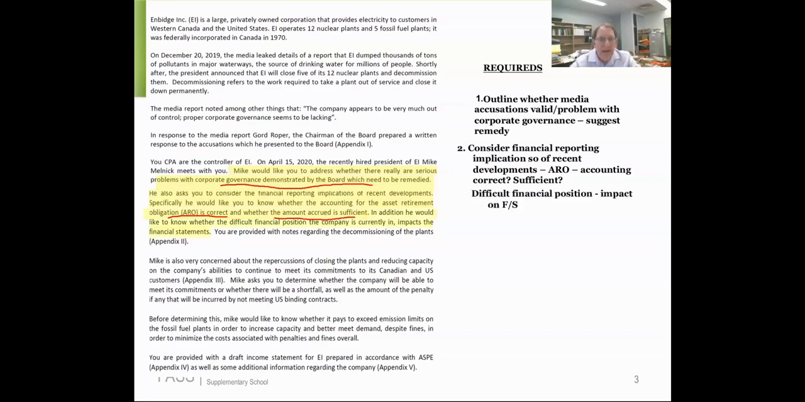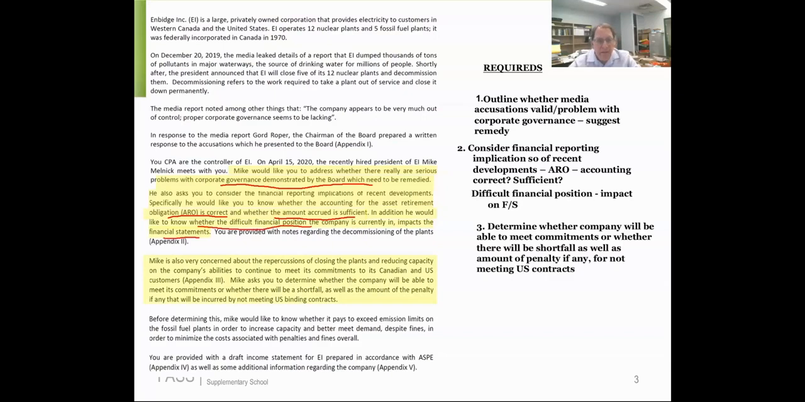All right. Next sentence, he would like to know whether the difficult financial position impacts the financial statements. Okay, fine. I just kind of put that with number 2. But they're concerned whether or not they can meet their commitments to the Canadian and U.S. customer. Fine. He wants you to determine whether the company will be able to meet its commitments or whether there'll be a shortfall, as well as the amount of the penalty that will be incurred by not meeting the U.S. contracts. So I write that down.